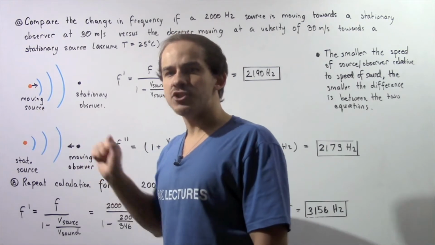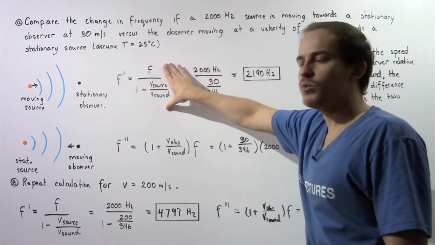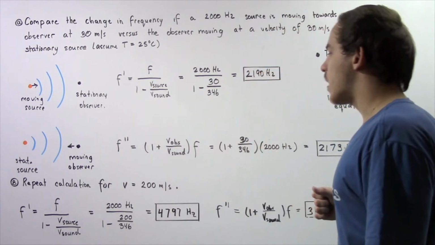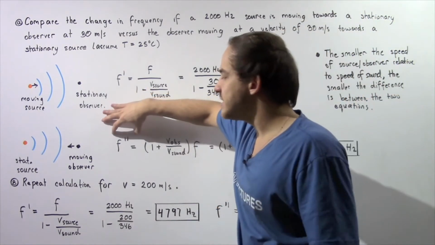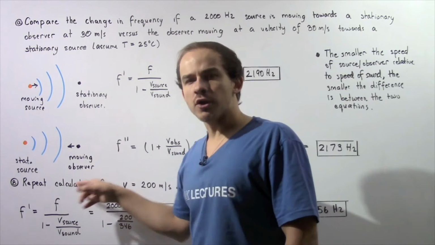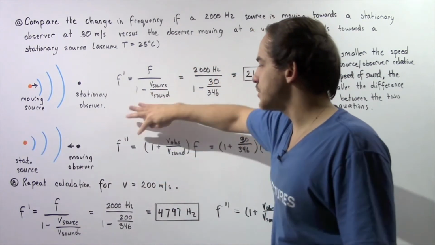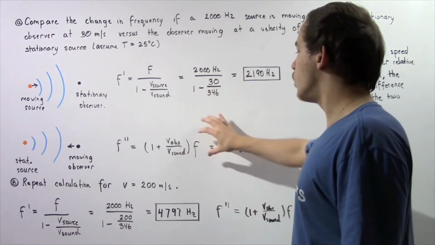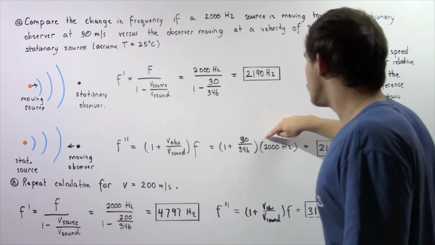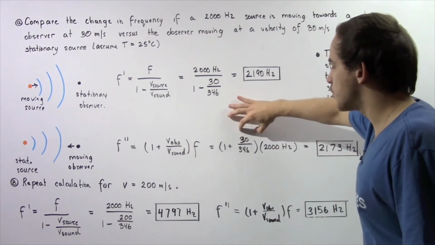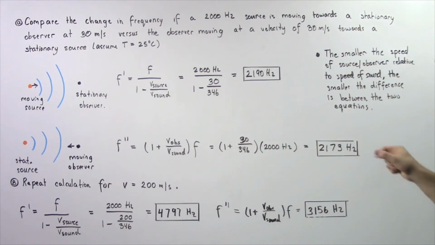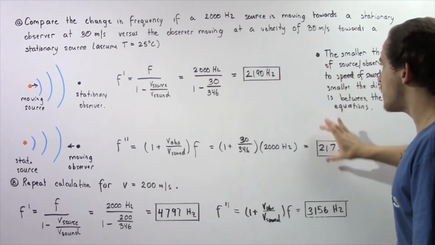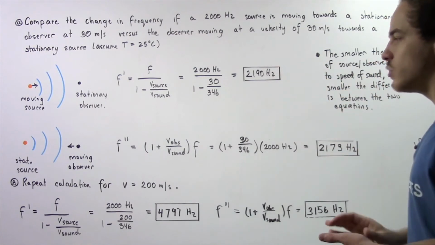Now let's move on to the second case. Now our source is stationary, so we can't use this equation. We have to use a different equation. We have to utilize the following equation that was also derived in the previous lecture. So our perceived frequency when our observer is moving towards the stationary source is equal to 1 plus the velocity of the observer divided by the velocity of sound multiplied by the actual frequency. So 2000 Hz multiplied by 1 plus 30 divided by 346 gives us about 2173 Hz. Notice that there is a very small difference between the following two values.